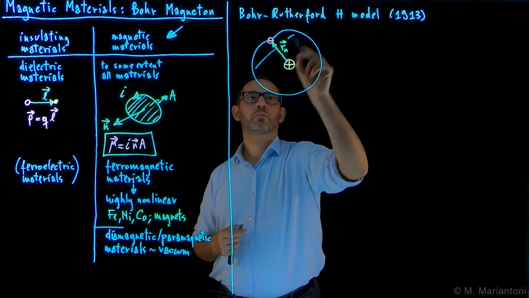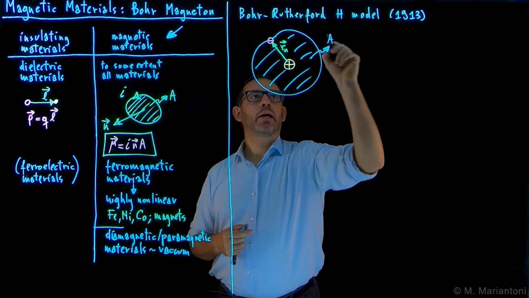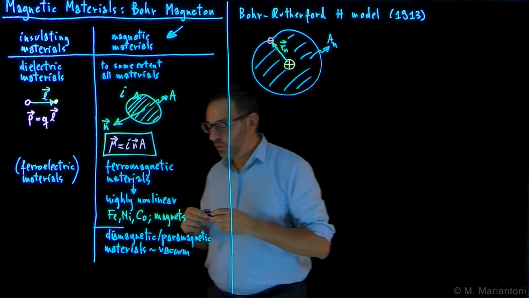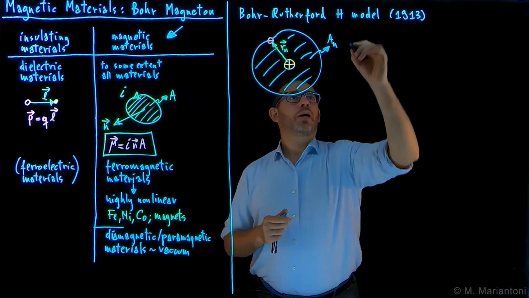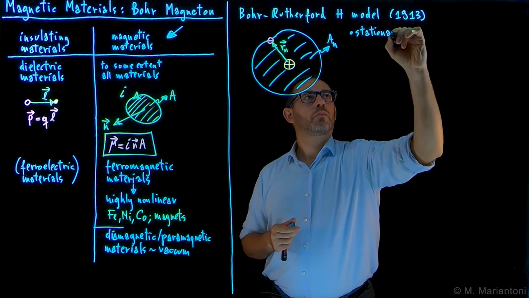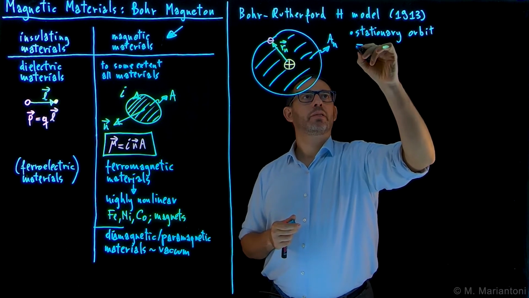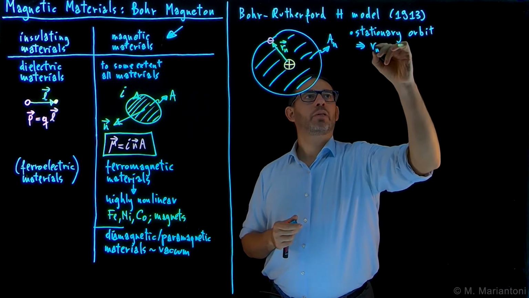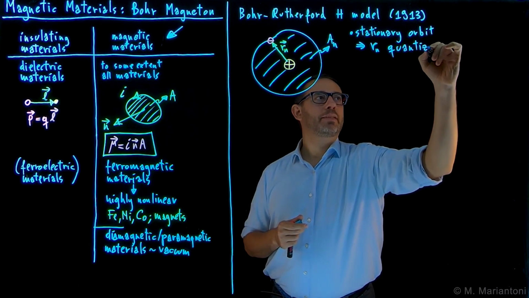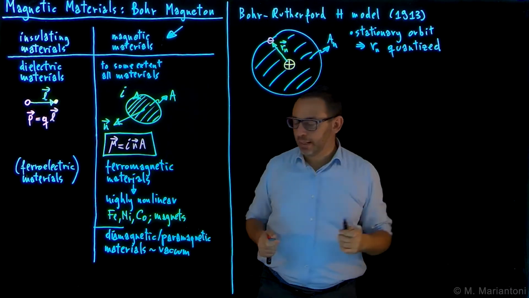And there is an area A associated with this orbit, let's say A_n, which depends on the radius we are considering, n. So if this one is a stationary orbit, this implies that R_n is quantized. That's actually what the model tells us. So there is some quantization happening here. So it's discrete. You can only have a discrete set of R_n's, okay?